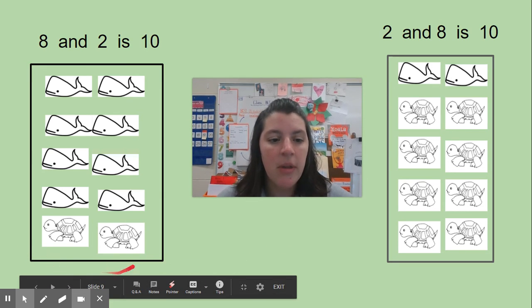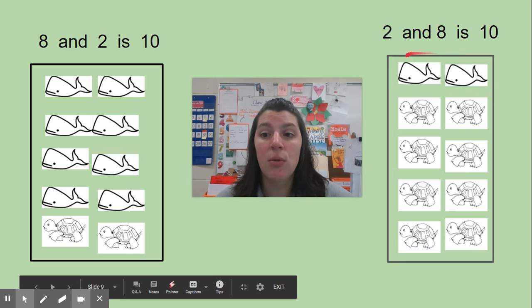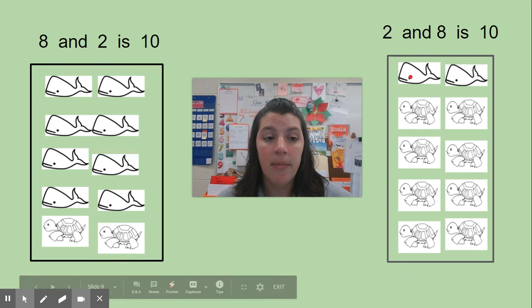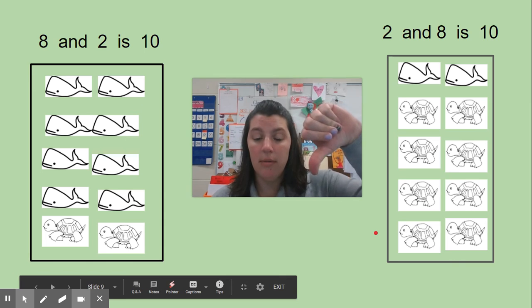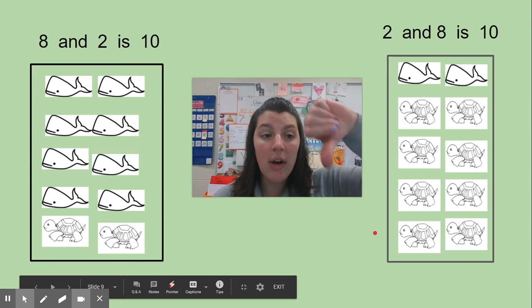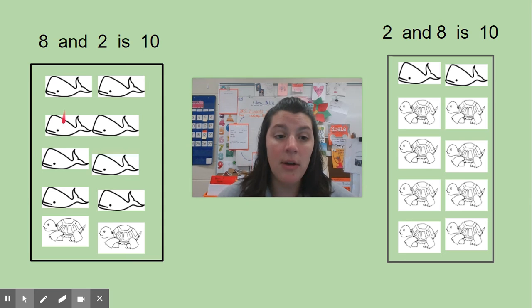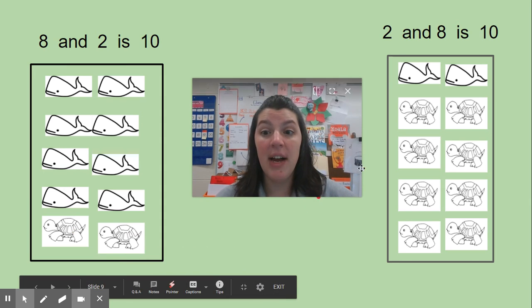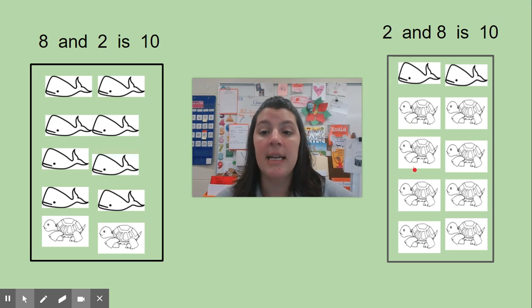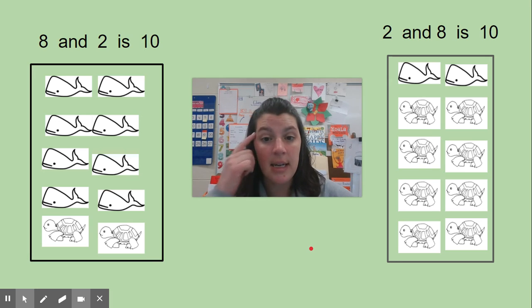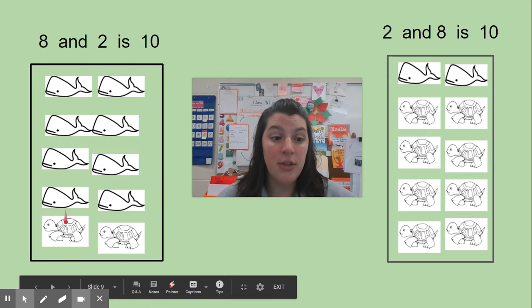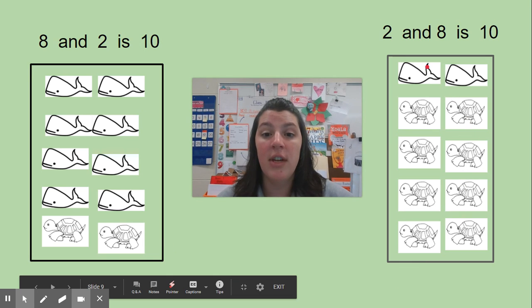What about the 2? This 2 is for the turtles, and this 2 is for the whales. So, are these combinations the same? Yes or no? No, they're not. Here we have 8 whales and 2 turtles. That's different than 2 whales and 8 turtles. So in this problem, the way we understand it is to show that 8 and 2 represent something different than 2 and 8.